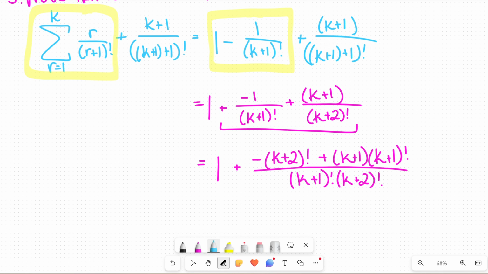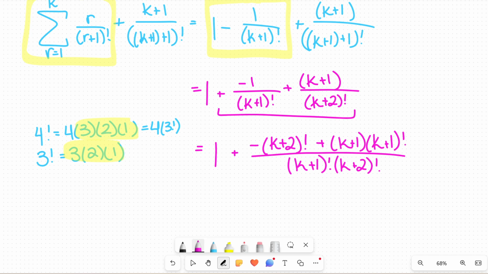Just a side note about factorials. I know that 3 factorial is equal to 3 times 2 times 1. I also know that 4 factorial is equal to 4 times 3 times 2 times 1. Now, if you notice, we have these numbers in common. So I can rewrite 4 factorial as 4 times 3 factorial. So I'm going to use that same method with this K plus 2 factorial, just to give you a little sense for where I'm going.